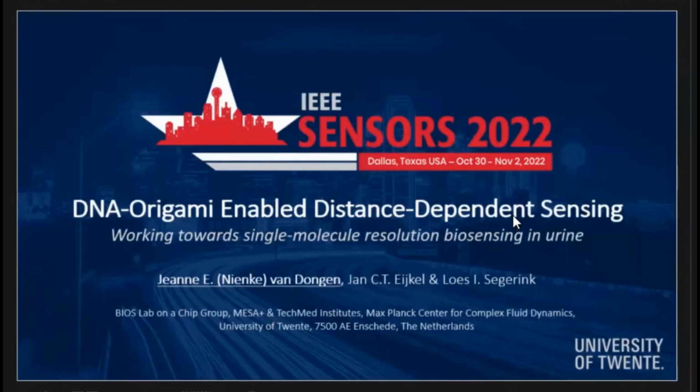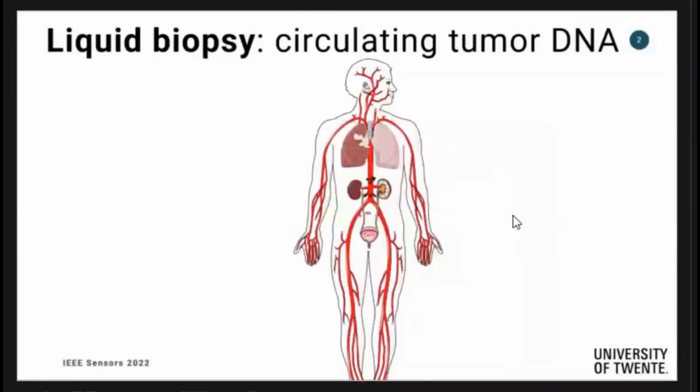And today, indeed, I want to tell you how we can use this long cycle to, in the end, work towards single molecule resolution by sensing in urine. So our ultimate goal is to perform early cancer diagnosis. And to do so, we want to detect tumor DNA in urine because it's a low invasive technique, and that's of course good for the patient. But how would that be possible?